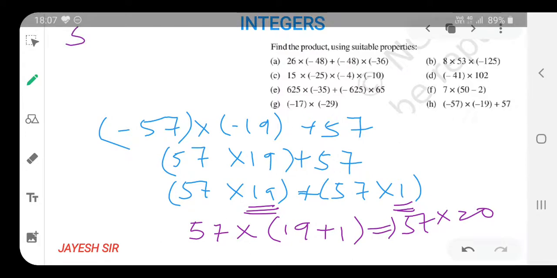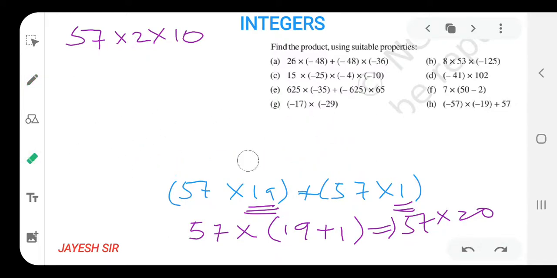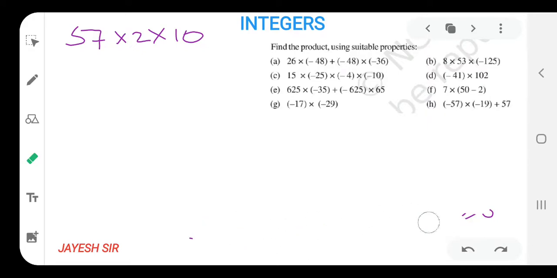That can also be written as 57 into 2 into 10. I have split it 20 into 2 into 10, as we all know how to multiply it with 2 and with 10 also. So 57 2 is 114. If you don't know, then you can do like this. As you all know, 57 is again you can also split like this also. 50 into 2 plus, as I am having lack of space over here, so let's erase it. I hope you all have understood like this what we have done till now.